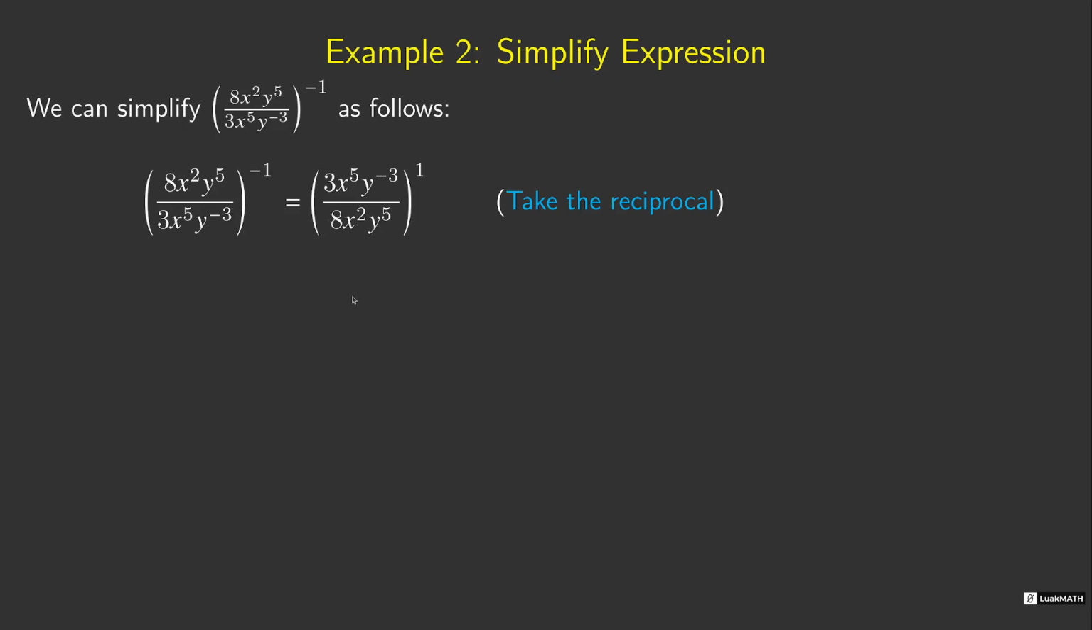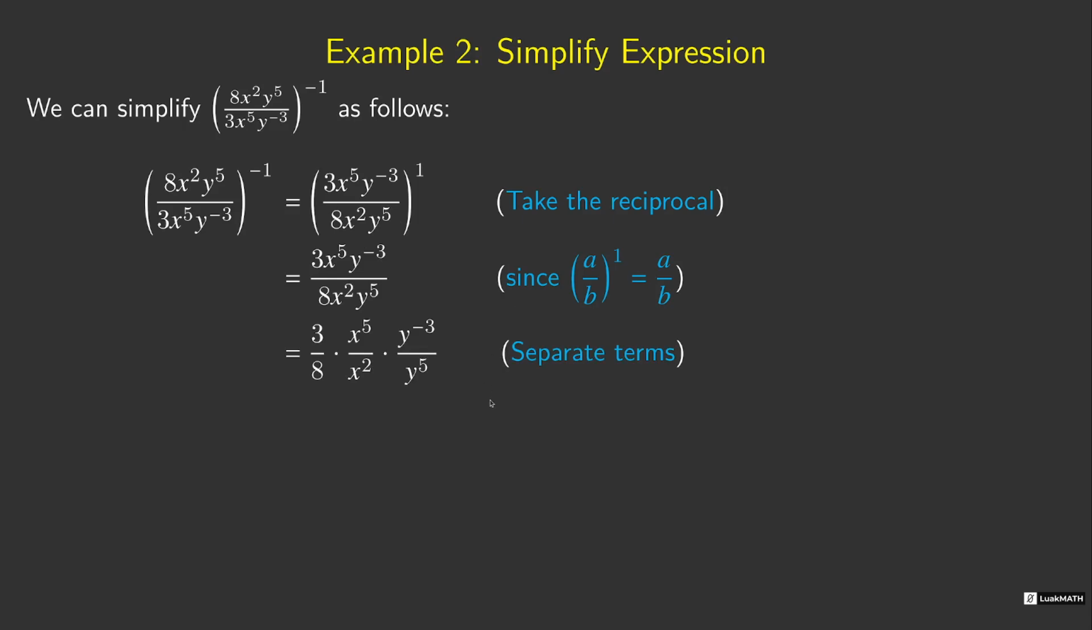Okay. So next, what do we do? Sure enough, I just drop the exponent 1, because when I have a fraction like this, a over b raised to 1, it's the same as just writing it as a over b. So that's what I do. I just drop the 1 there. Next, I separate terms. So I put all the constants together, I put all the x's together, I put all the y's together.